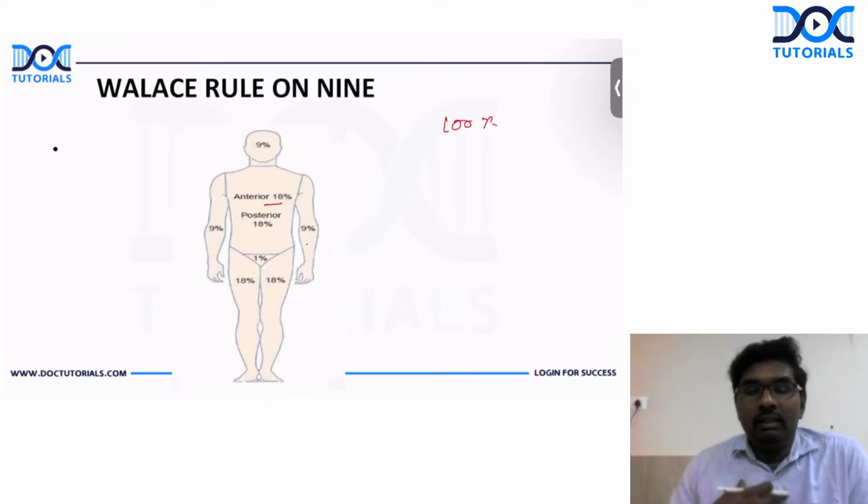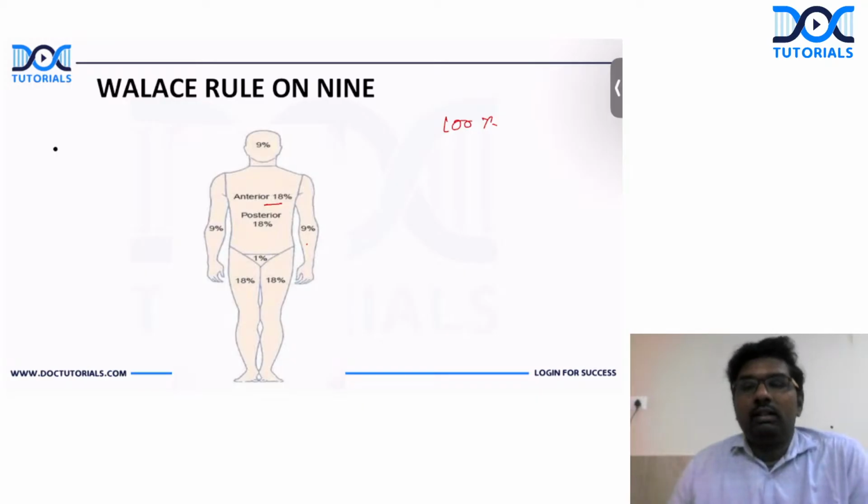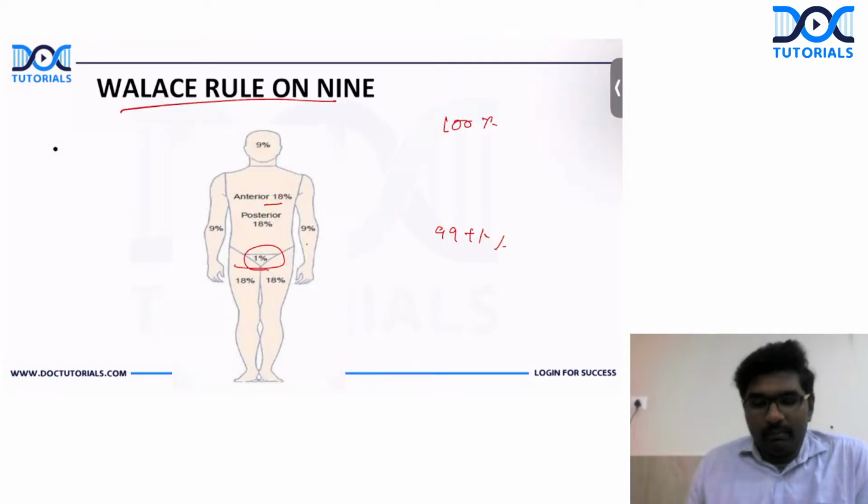So anteriorly it is 18 and posteriorly it is 18, and of course both legs constitute 18 each, anteriorly 9 and posteriorly 9, and the genital pubic region will have 1%. So totally it is 99 plus 1%, so it is totally 100. So this is the Wallace rule of 9. If, for example, only the head is involved, then the person will have 9%. And if the head and right upper limb are involved, it is 9 plus 9%, it is 18%.